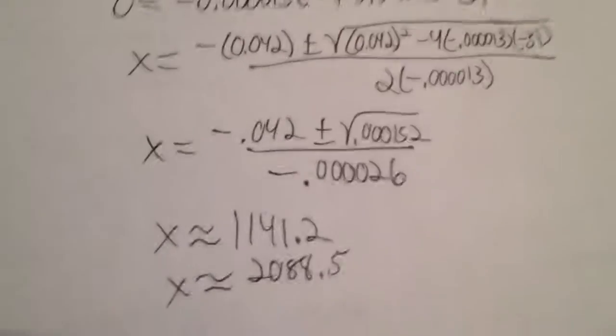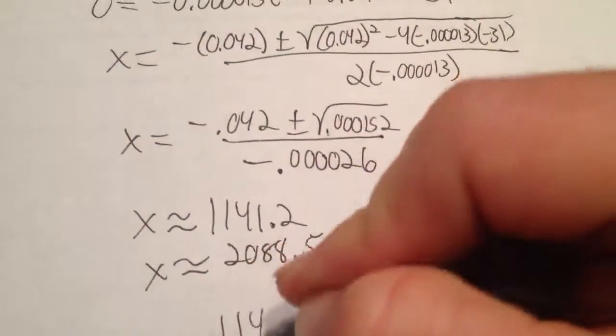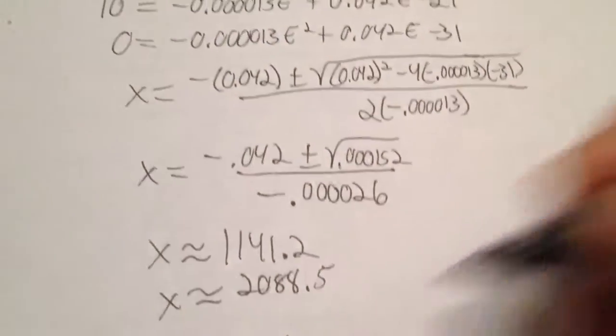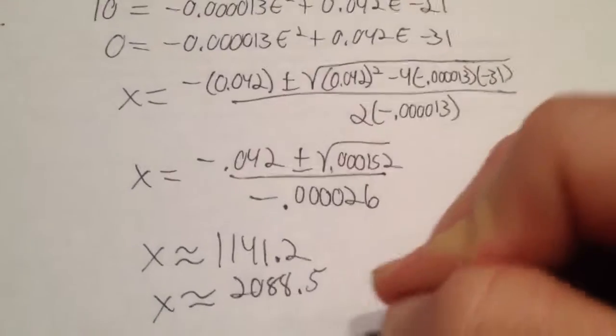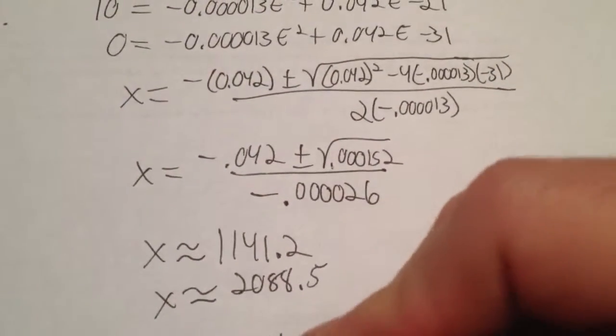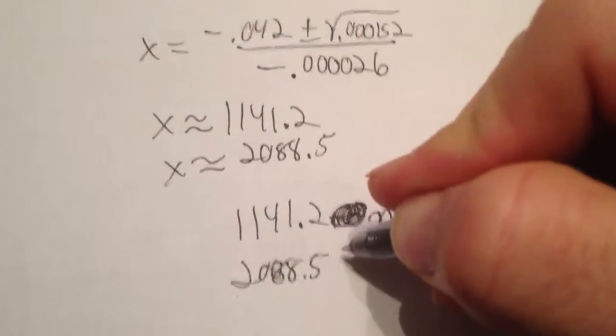That tells you that there's two different elevations that you could have. 1,141.2 meters in elevation, sorry, this was in meters, and then 2,088.5 meters in elevation.